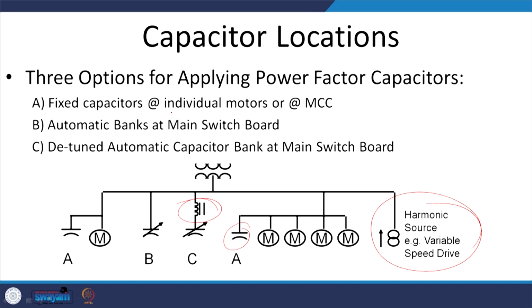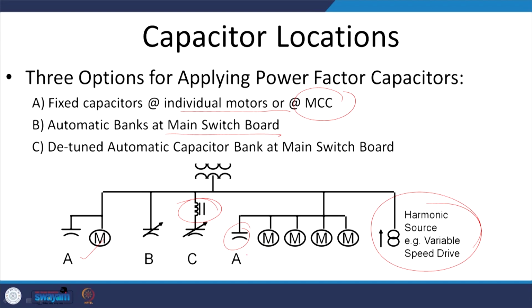A, a fixed capacitor on the individual motor, of the motor rating. Another may be B, the automatic bank at the main switchboard, so you can switch it on according to the loading. And a detuned automatic bank, that is C, because you may cause a resonance with the main switchboard.